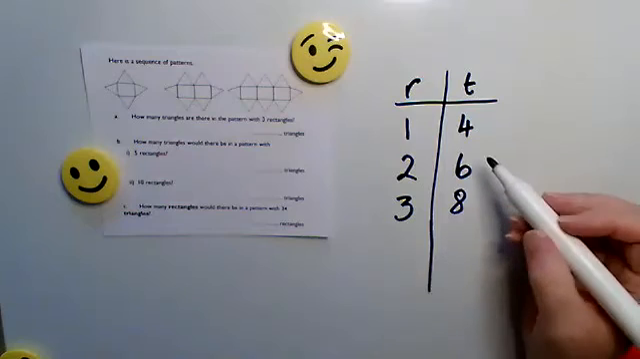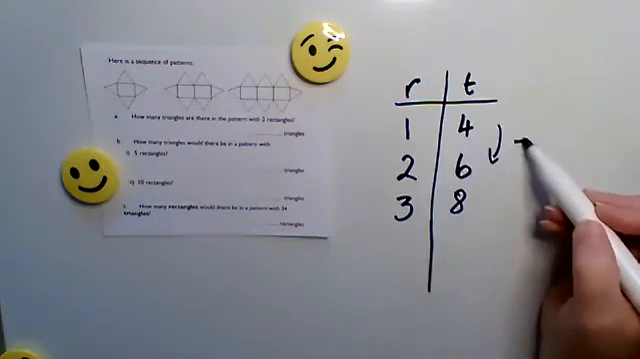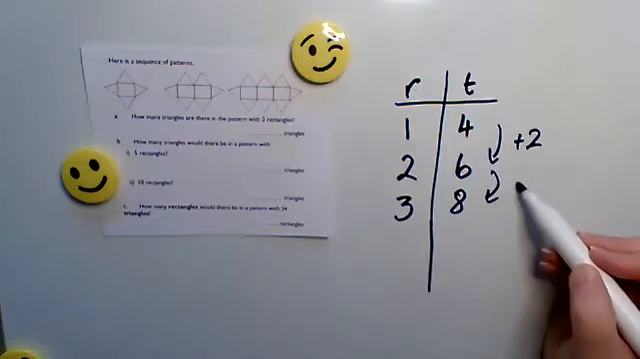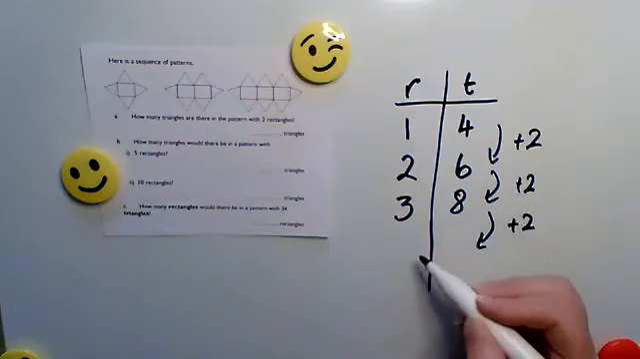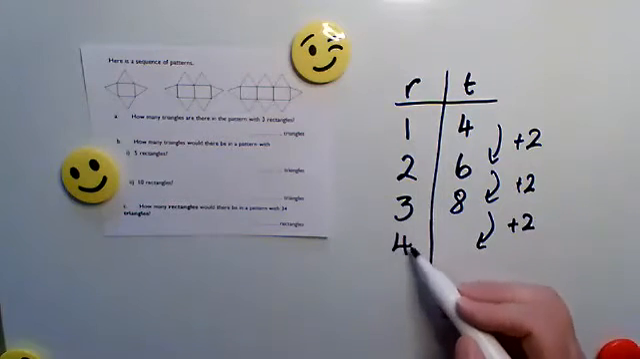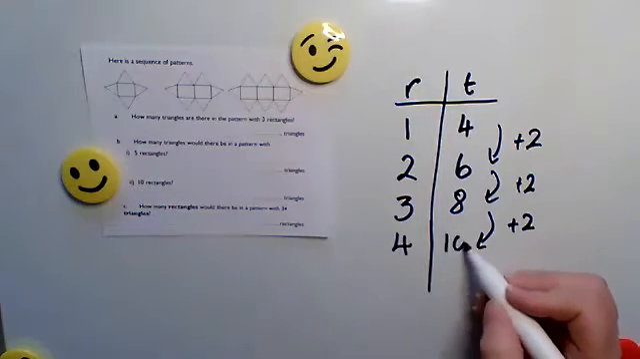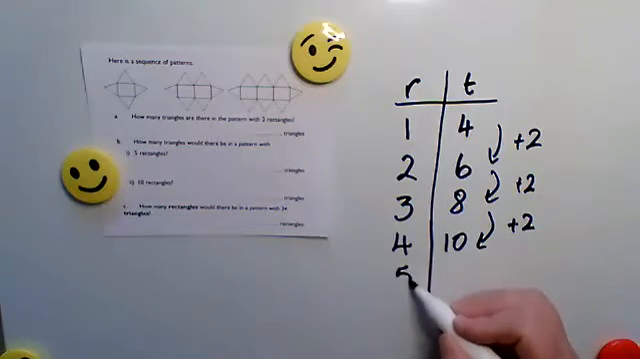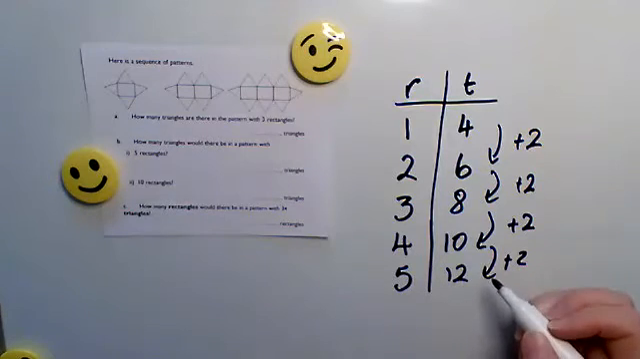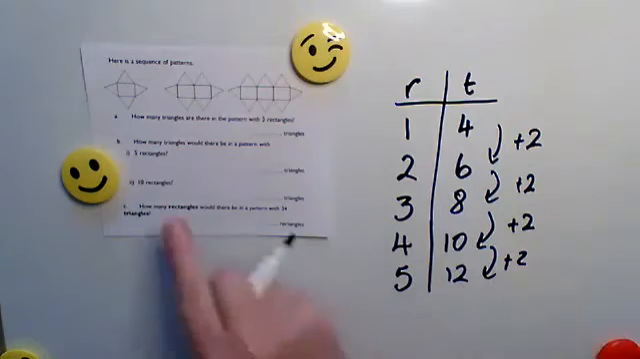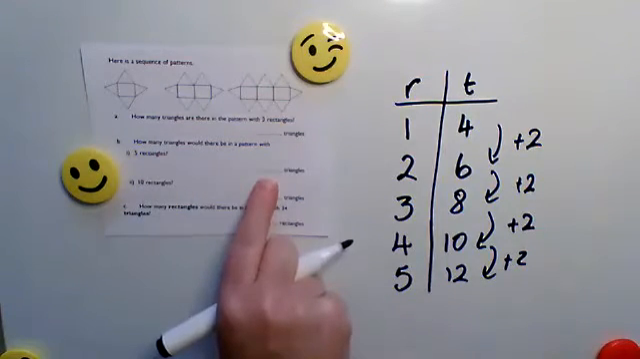Now, we should be able to see as this side increases by 1, this side is going up by 2 each time. So our pattern on this side is to add 2 triangles each time we add 1 rectangle. So with 4 rectangles we would have 10 triangles, and with 5 rectangles we would have 12 triangles. So how many triangles would there be in a pattern with 5 rectangles? Our answer there is 12.